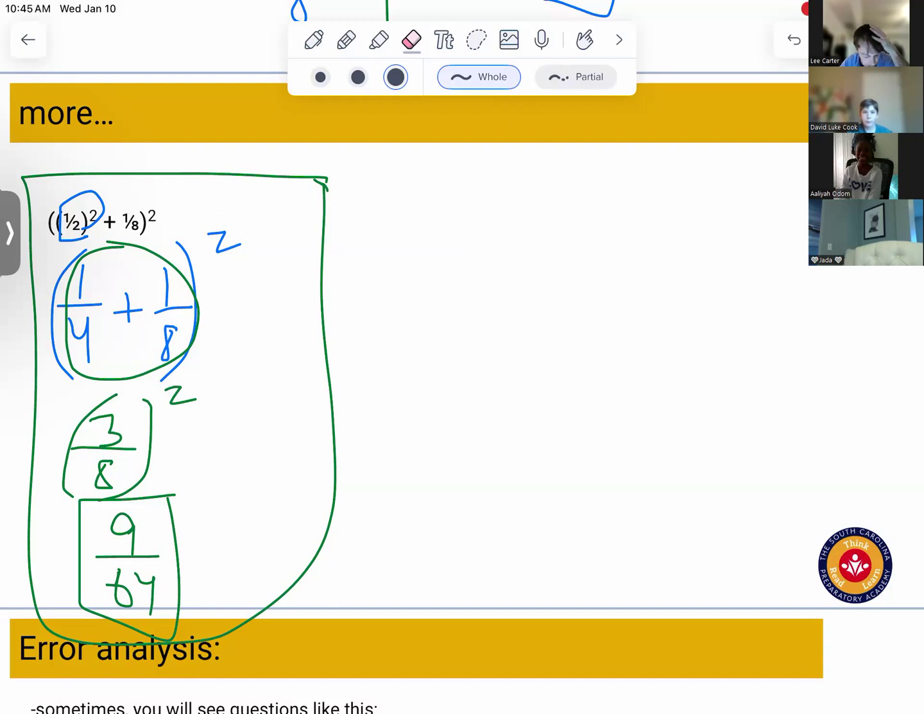Yeah, you would simplify if you could. However, 9 and 64 don't simplify, because the only factors of 9 are 3 and 3, and then 9, obviously, and 3 doesn't go into 64. Okay, so that's why that doesn't work.